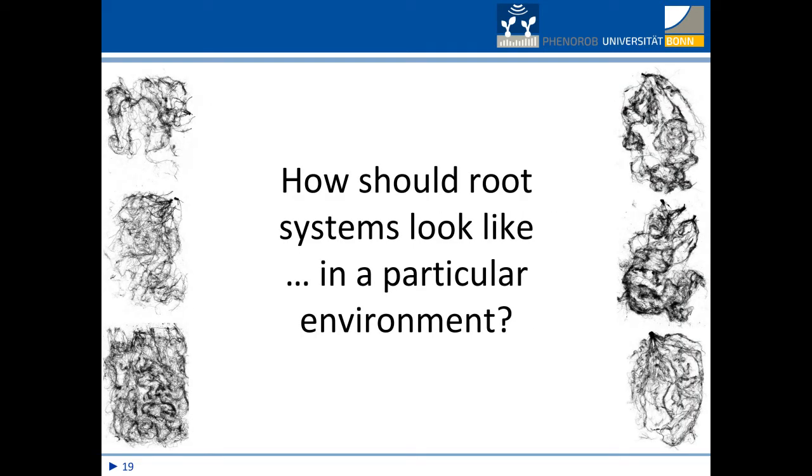In the first part, I explained to you what influences root traits: the genotype, water and nutrient availability, soil compaction, and the sowing density or complementarity. In the next part, I will raise a bit different question. How should root systems look like for a defined environment?